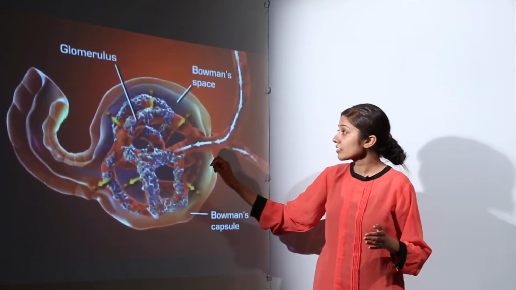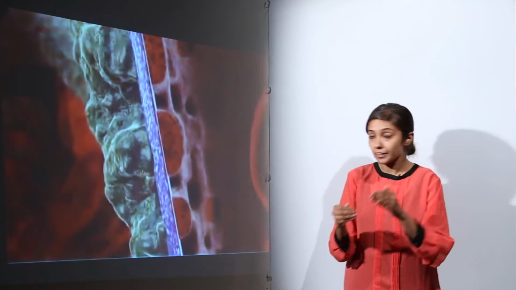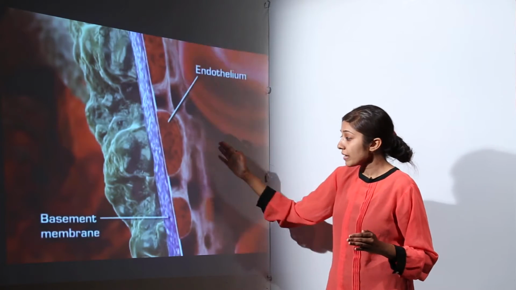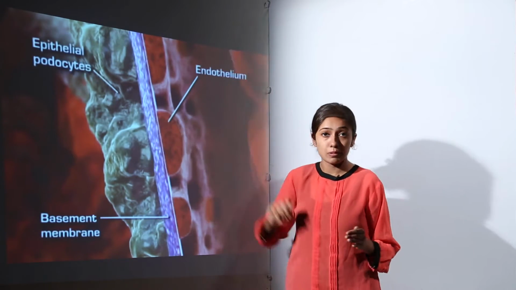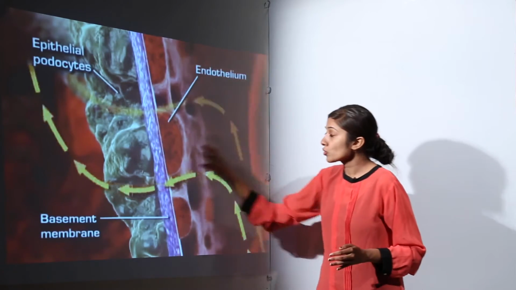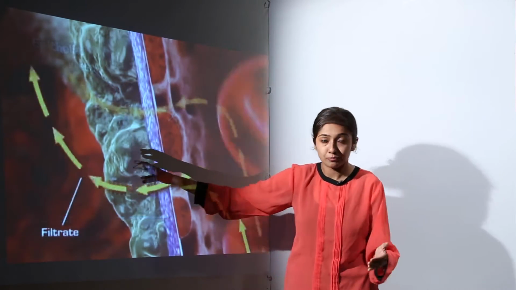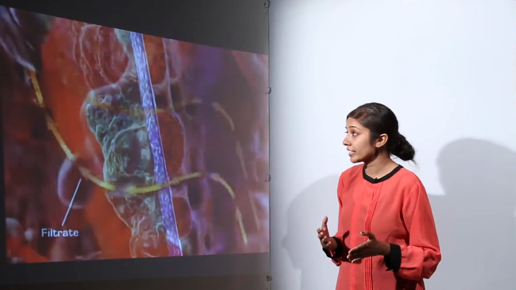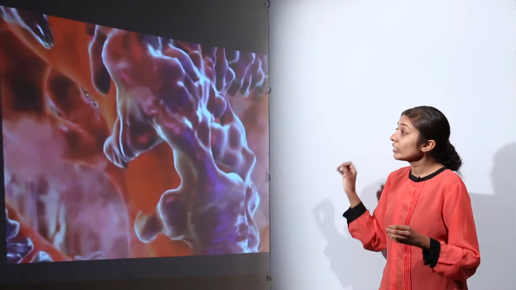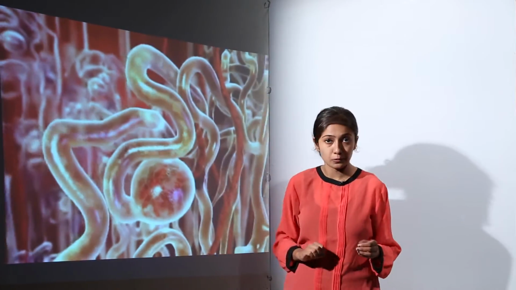After this filtration, the blood goes out by the efferent arteriole, which we will study. Then these are the membranes: we have endothelium, basement membrane and the epithelial membrane. From the blood, some substances can pass through, which form the glomerular filtrate. That glomerular filtrate then enters into the tubular part of the nephron like this.